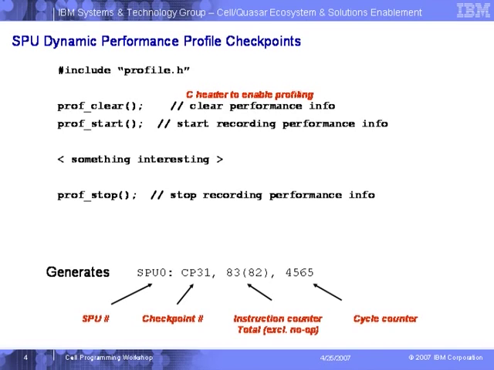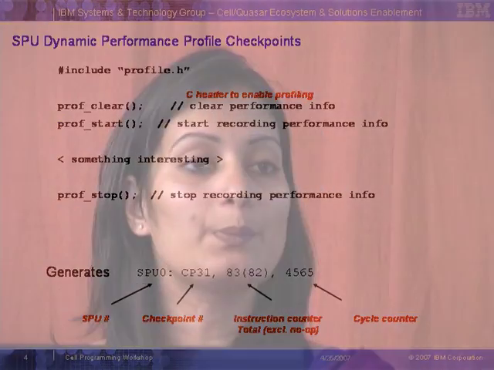All right, so when we do these profile checkpoints that we covered in the previous presentation, this is how you can introduce profile checkpoints: prof_clear, prof_start, and prof_stop. Now when you do that, it will produce an output of the number of cycles consumed, and here is your loop part. This is something that you will introduce in your code. This is the output that it will generate on the simulator.